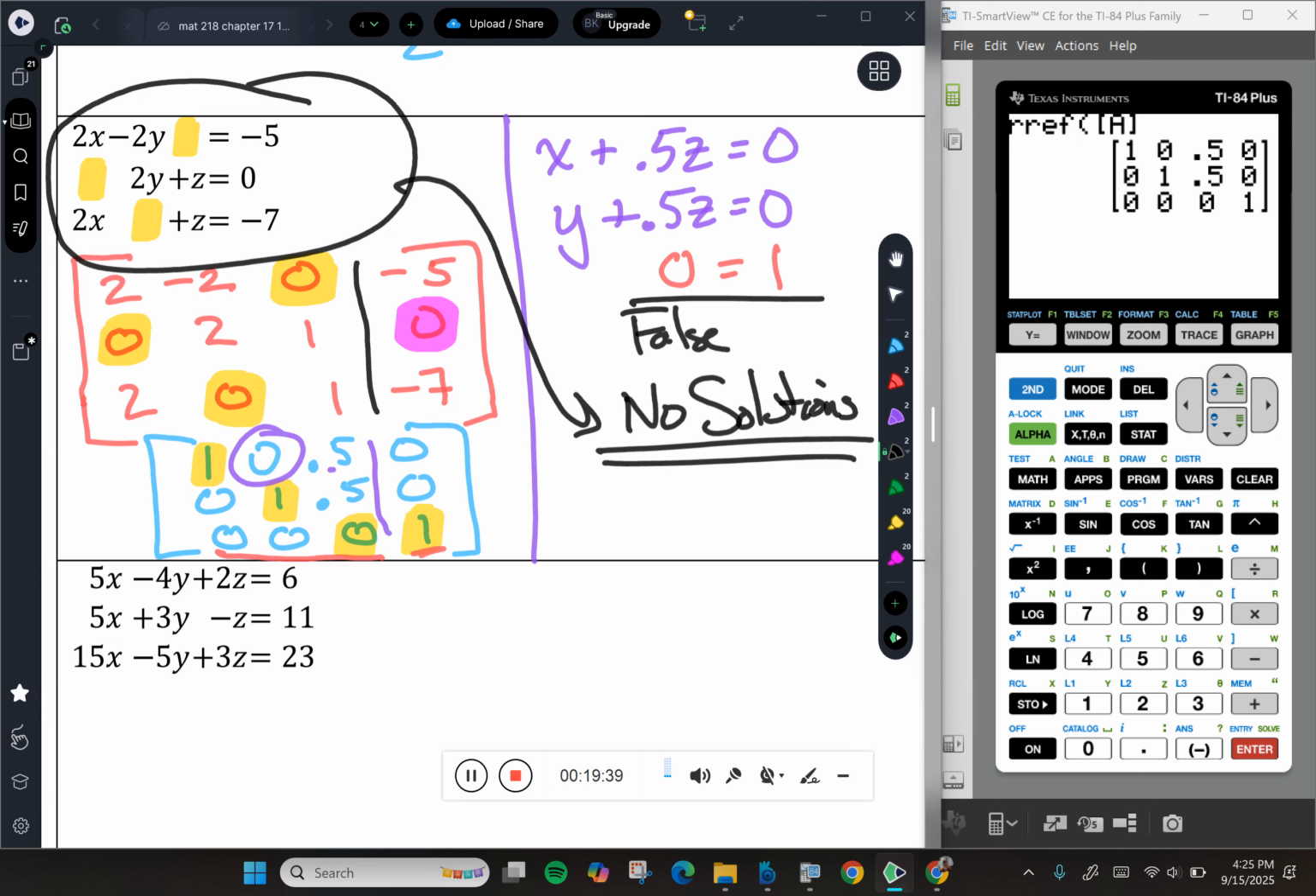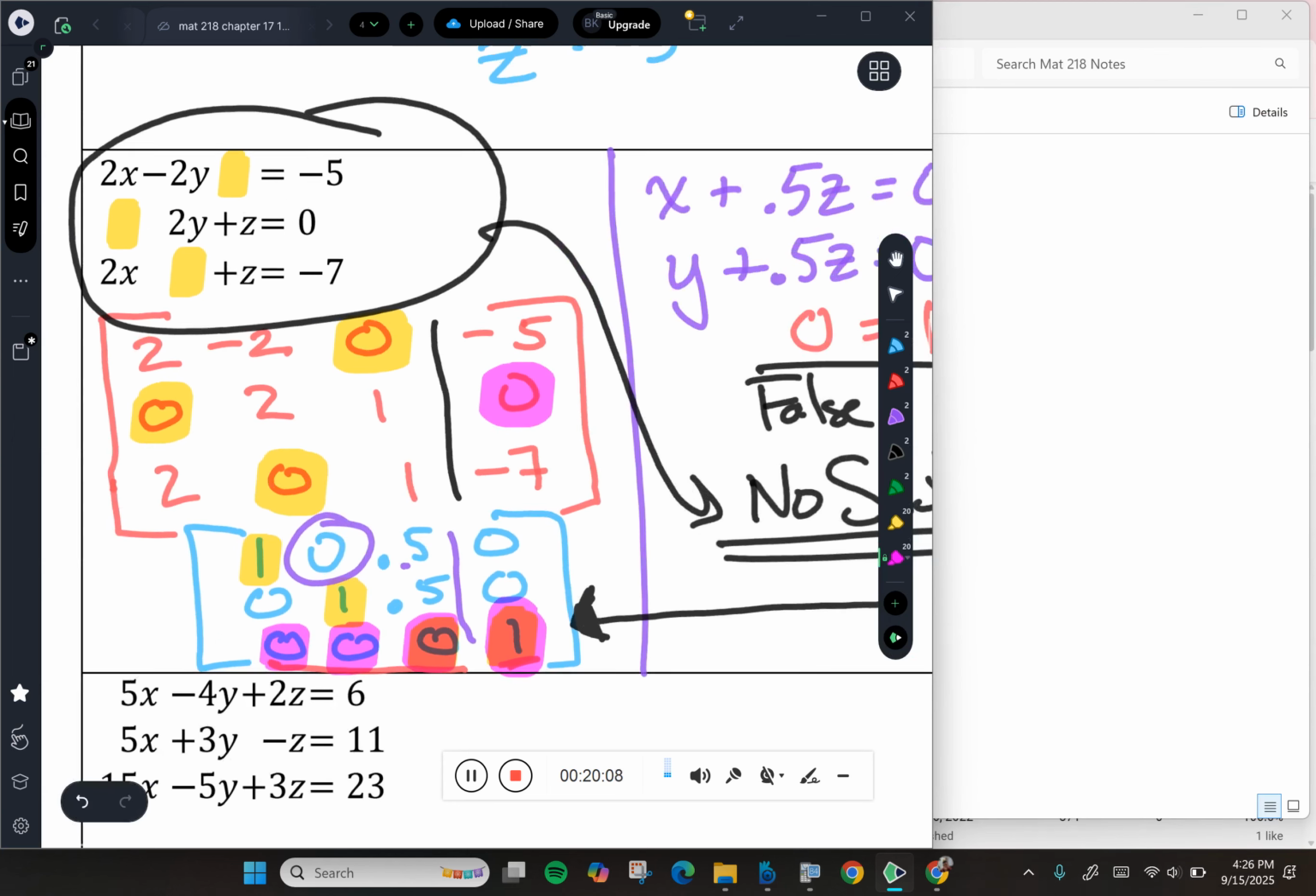So how does it tell me that again? It's that row right there. That row of no x's plus no y's plus no z's is somehow equal to 1. And if 0 is equal to 1, well, that's just not true. Not true means the system has no solutions. Right. So I'm going to end the video here because we're at 20 minutes.